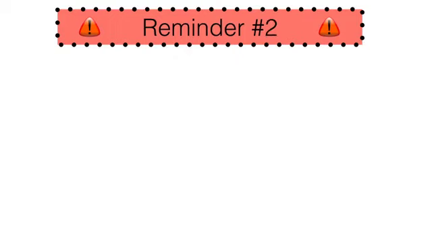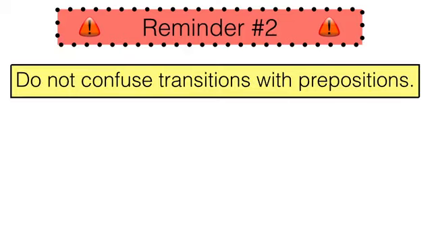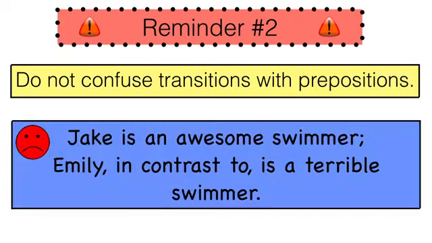Reminder number 2. Do not confuse transitions with prepositions. This is an easy mistake to make because some transitions and prepositions look a lot alike, and they also may communicate the same ideas. However, it's important to remember that grammatically they are different. So let's look at this example. Jake is an awesome swimmer. Emily, in contrast to, is a terrible swimmer.